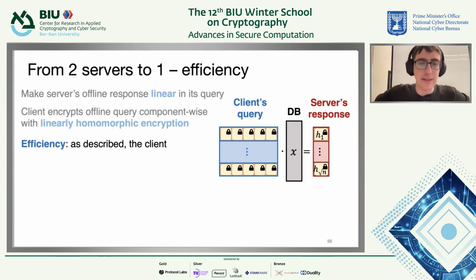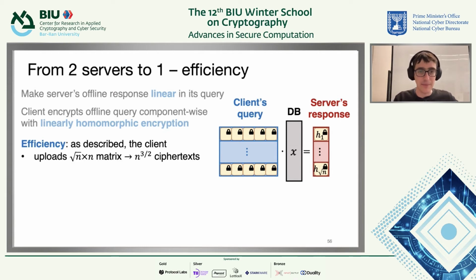Okay, so let's just analyze the efficiency of the scheme that we got. As described in the offline phase, the client needs to upload a matrix of size square root n times n, which means it needs to send n to the 3/2 ciphertexts. And this is very annoying, because you could say, if we're paying such a high price in terms of communication, why use PIR? Why not just download everything in linear time? It kind of beats the purpose. We'll see how to take care of it.